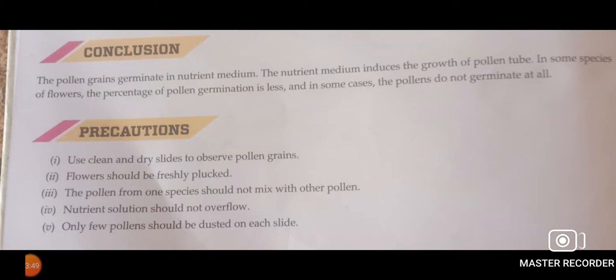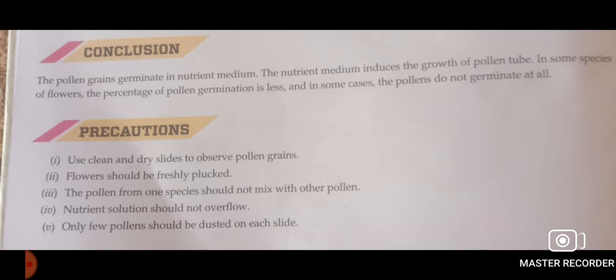You can observe the pollen grains germinate in the nutrient medium, isn't it? So the nutrient medium induces the growth, and the rate of germination will also be different. In some it will germinate fast and in some it will germinate slowly.